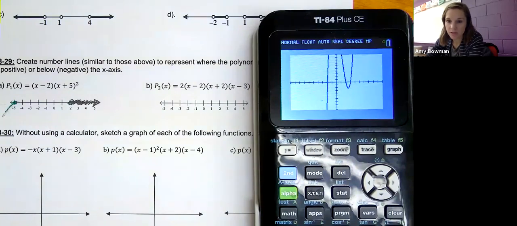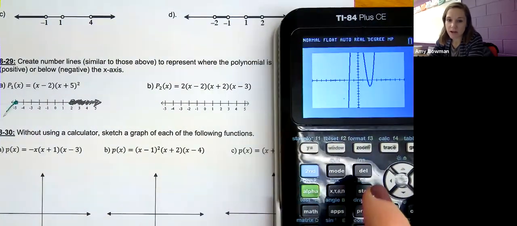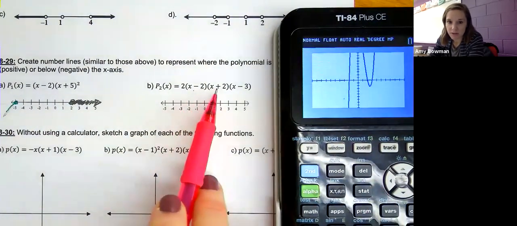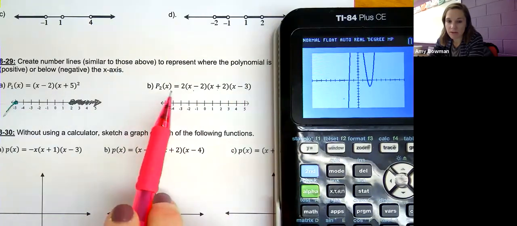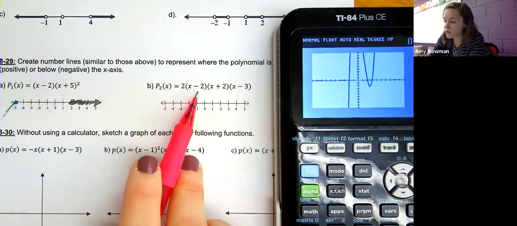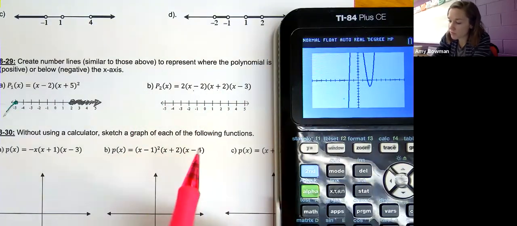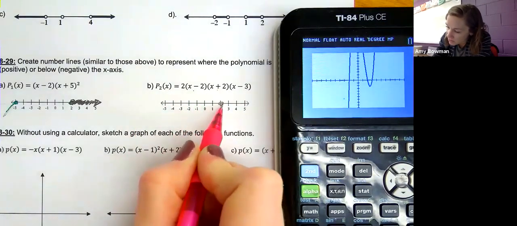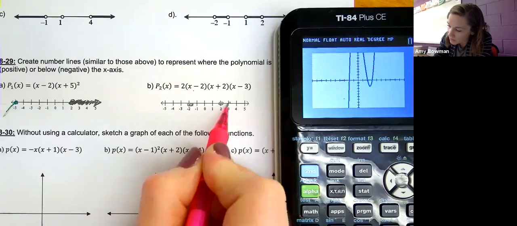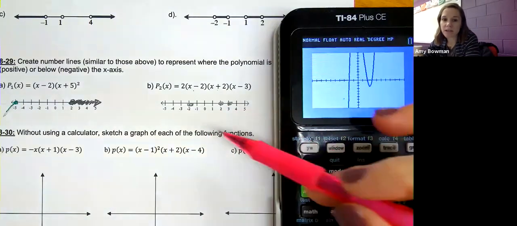This is a third-degree polynomial. I see 3 linear factors, so third-degree polynomial. And my zeros, or my roots, are at wherever this whole thing would equal 0, which would be when x is +2, -2, or +3. So those are where it's touching the x-axis.